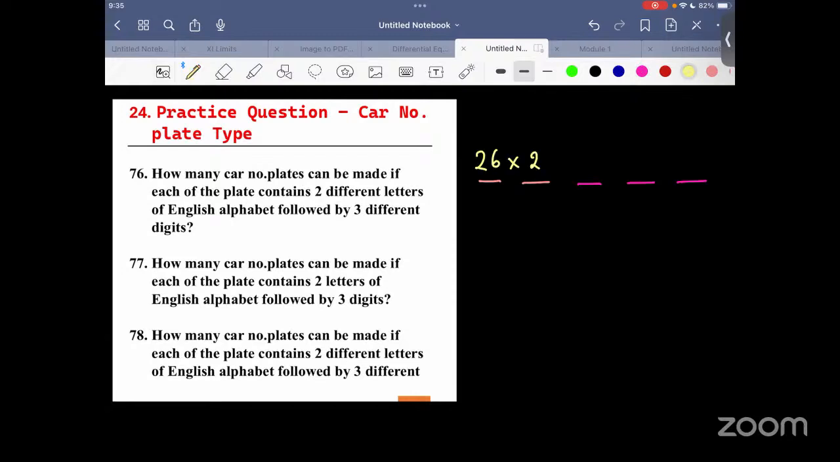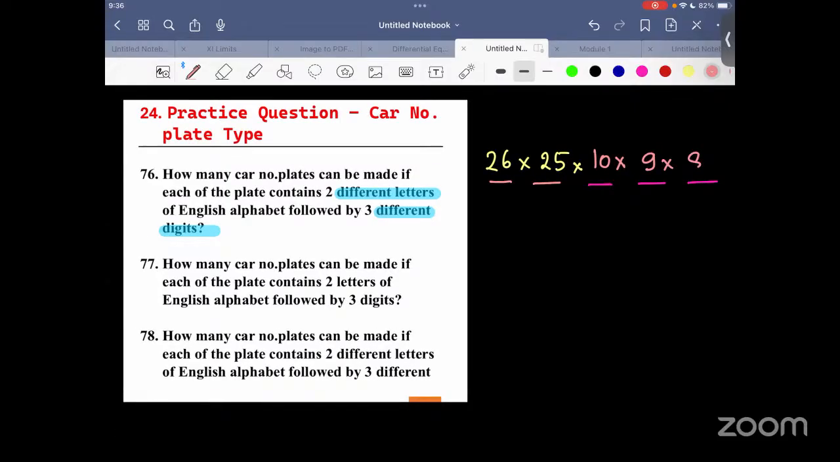26. Repetition not allowed, so taking 25. Why should we take repetition not allowed? Two different letters are given, right? The question itself says that you have to take distinct digits. So you have 26 into 25 into the next one would be 10 ways, into 9 into 8. Got it? I hope it is clear.